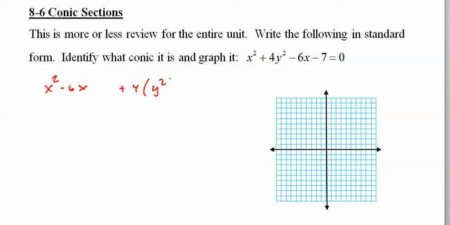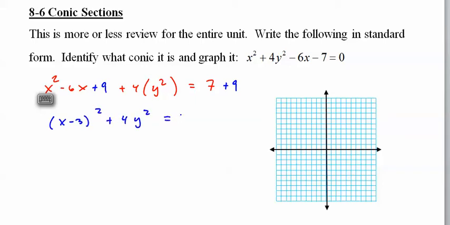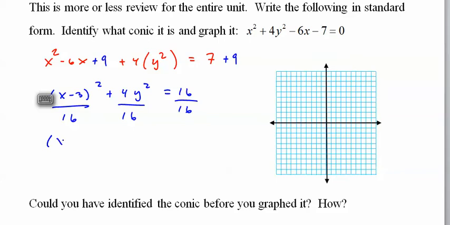y squared equals 7. So there's nothing in here in the y squared, so the center of that thing is going to be at 0. I'm guessing I'm going to have to complete the square here. I'll have x minus 3 squared plus 4 y squared equals 16. Divide everything by 16. X minus 3 squared over 16 plus y squared over 4 equals 1.